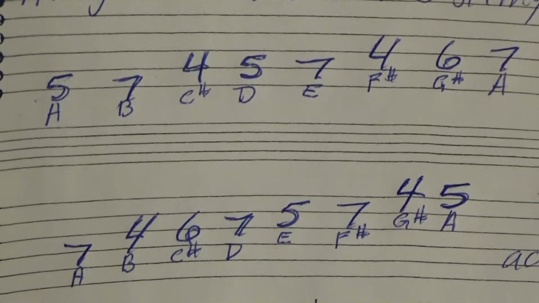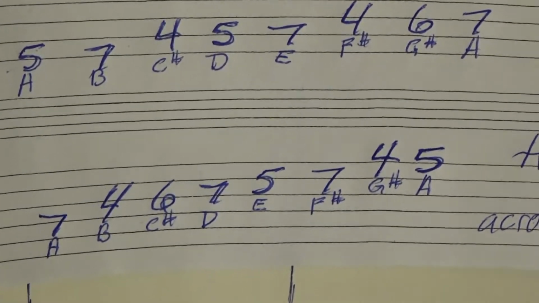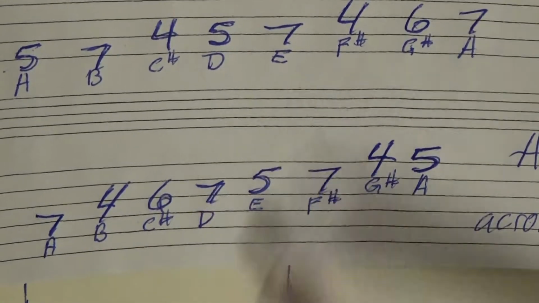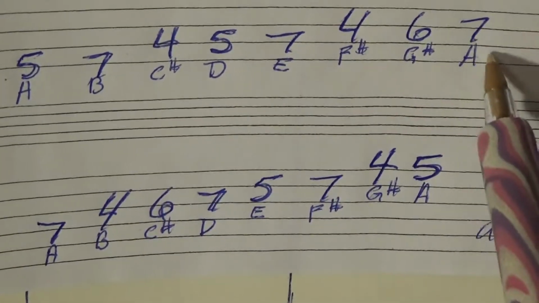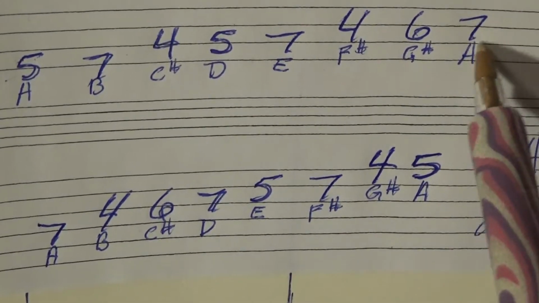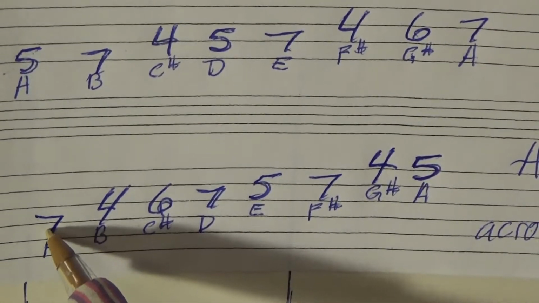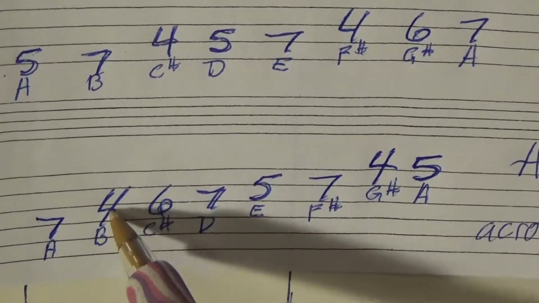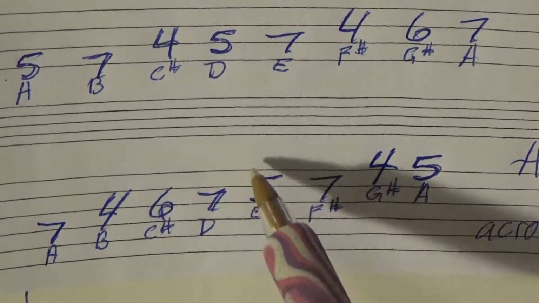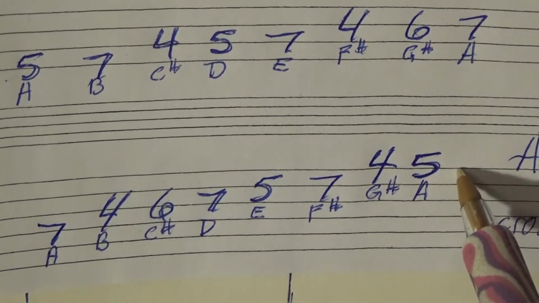Alright, so now we have the same notes in the 2nd octave, and we're starting on the do on the 4th string that we stopped here. Okay, we stopped on the do here. That's where we're starting here, and we're starting on the 4th string, the do, and then 4, 6, 7 on the 3rd string, then 5, 7 on the 2nd string, and 4, 5 on the 1st string.